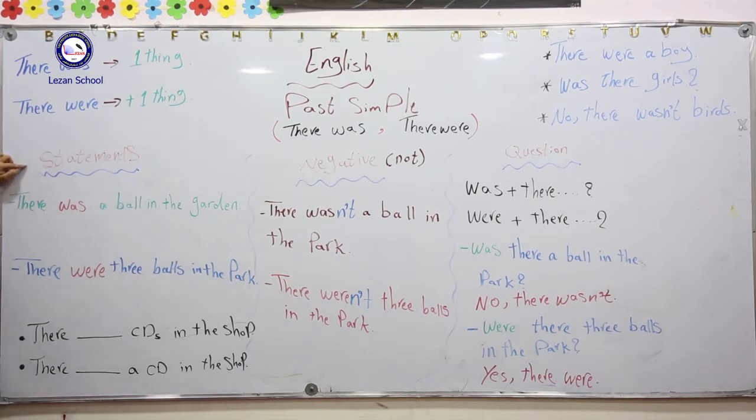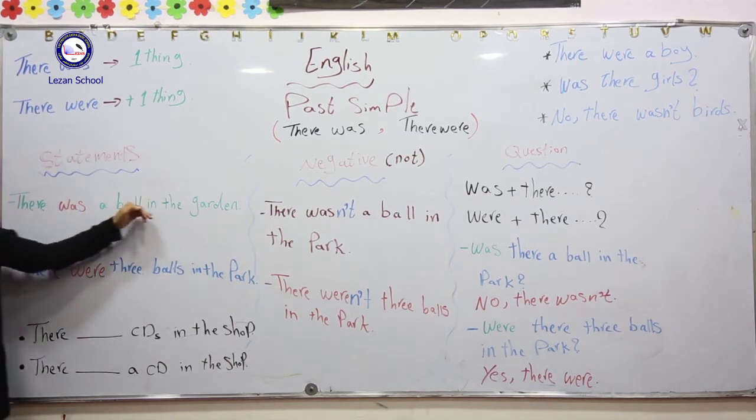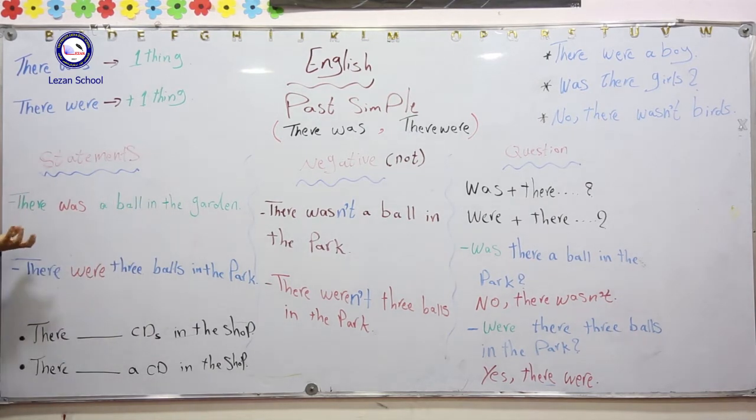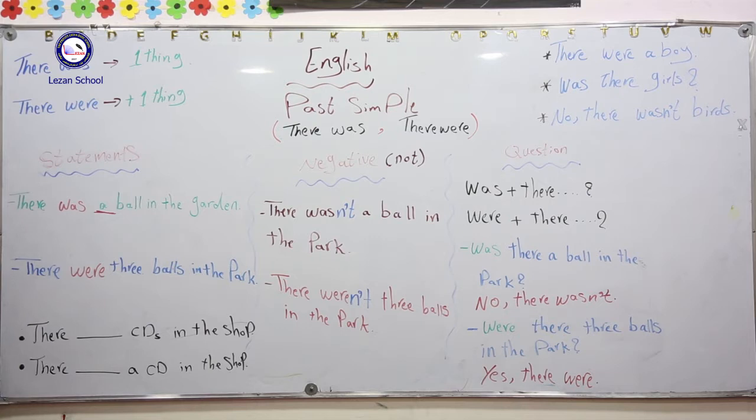Here, we start from the statements. For example, there was a ball in the garden. Why did we use was? Why didn't we use were? Because we have a. A means one. So there was a ball in the garden. There was one ball in the garden.